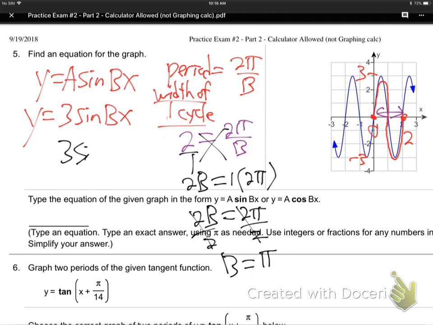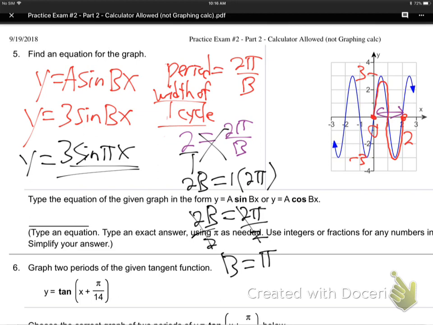So this is 3 sine pi x. Here's our formula. That equation would produce that graph. Is that good? So I worked it backwards. So it'll be one of those. Practice that. If that's hard for you, that's why you want to practice on that. Is that good? Yeah.